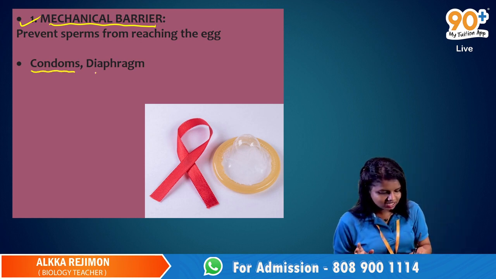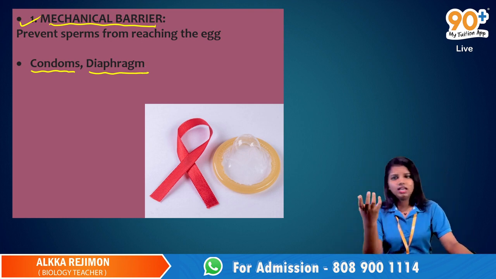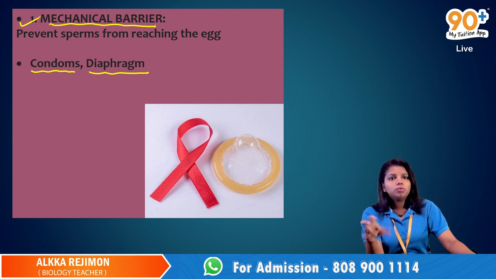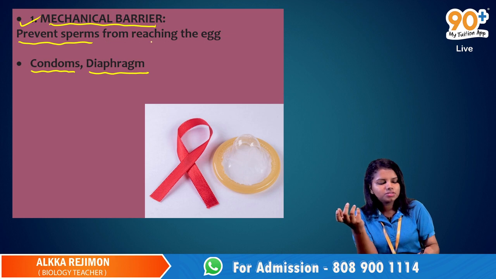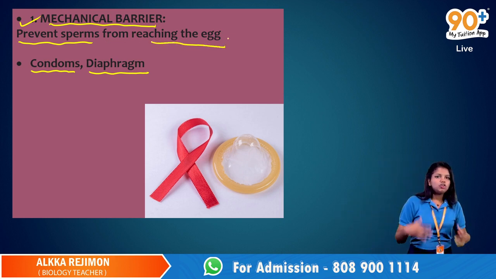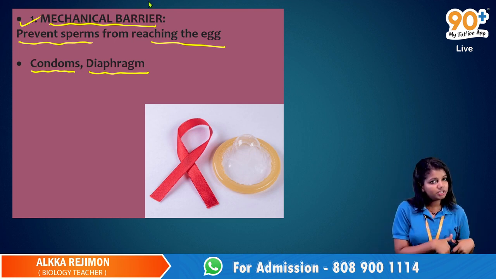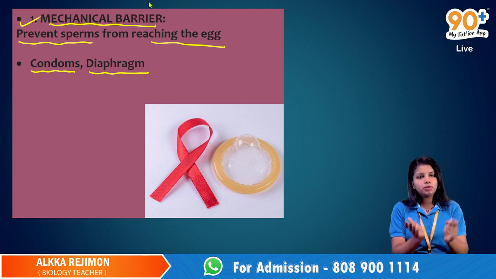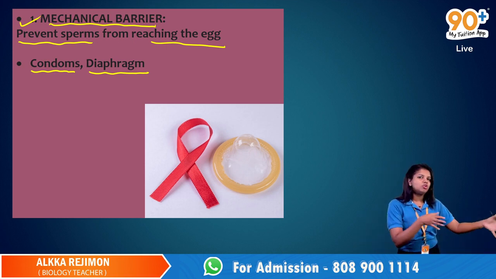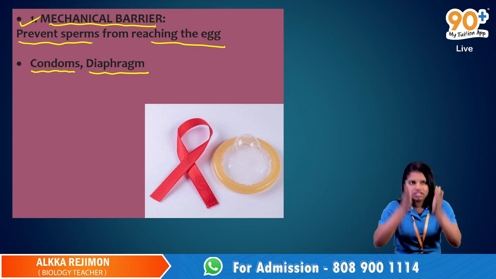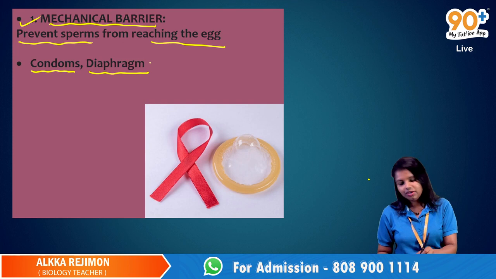The devices we use for it are condoms and diaphragms. When you are wearing a condom or a diaphragm during sexual intercourse, what happens? It prevents the sperm from reaching the egg. Although the sperm is formed in the testis, gets into the penis and gets ejaculated, it does not come into the body of the female. The condom acts like a barrier.